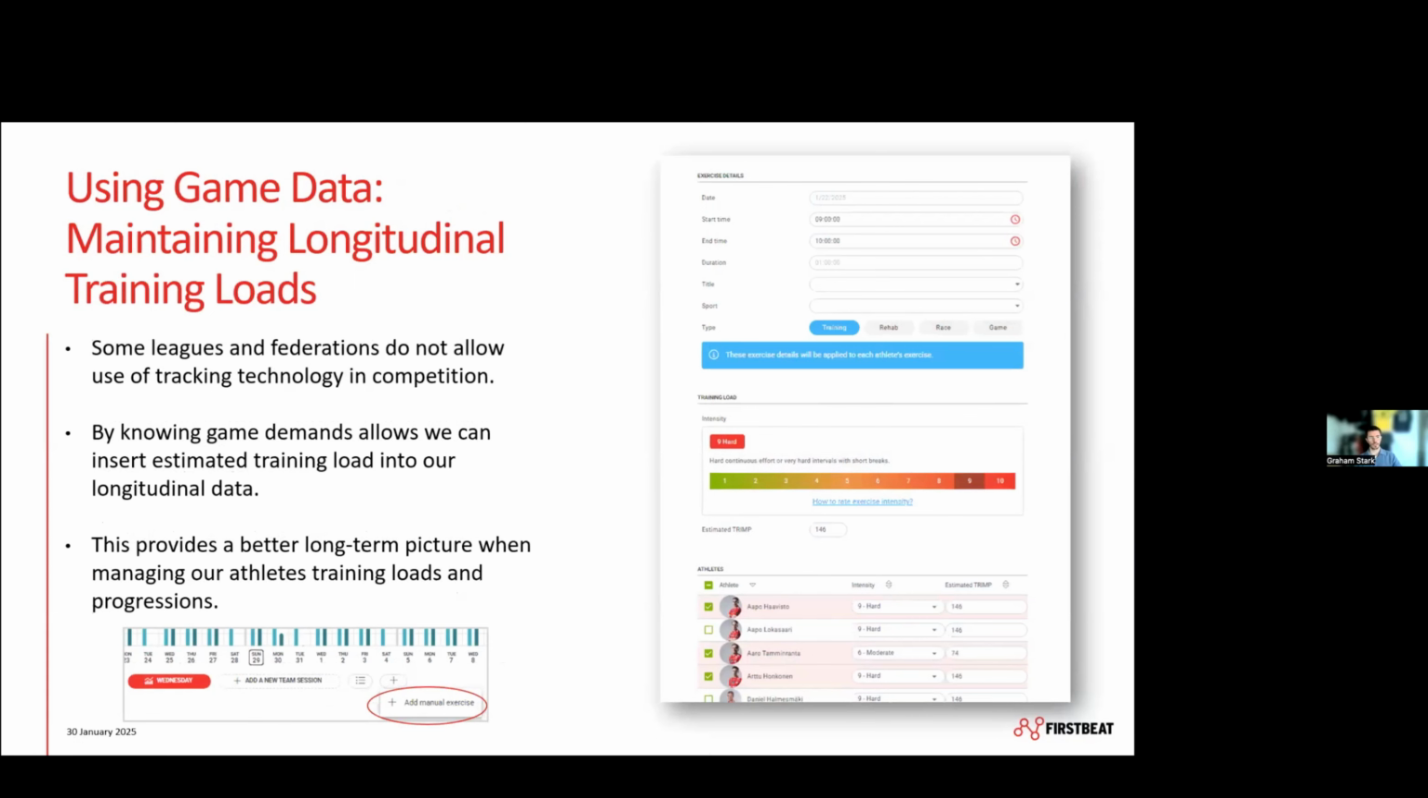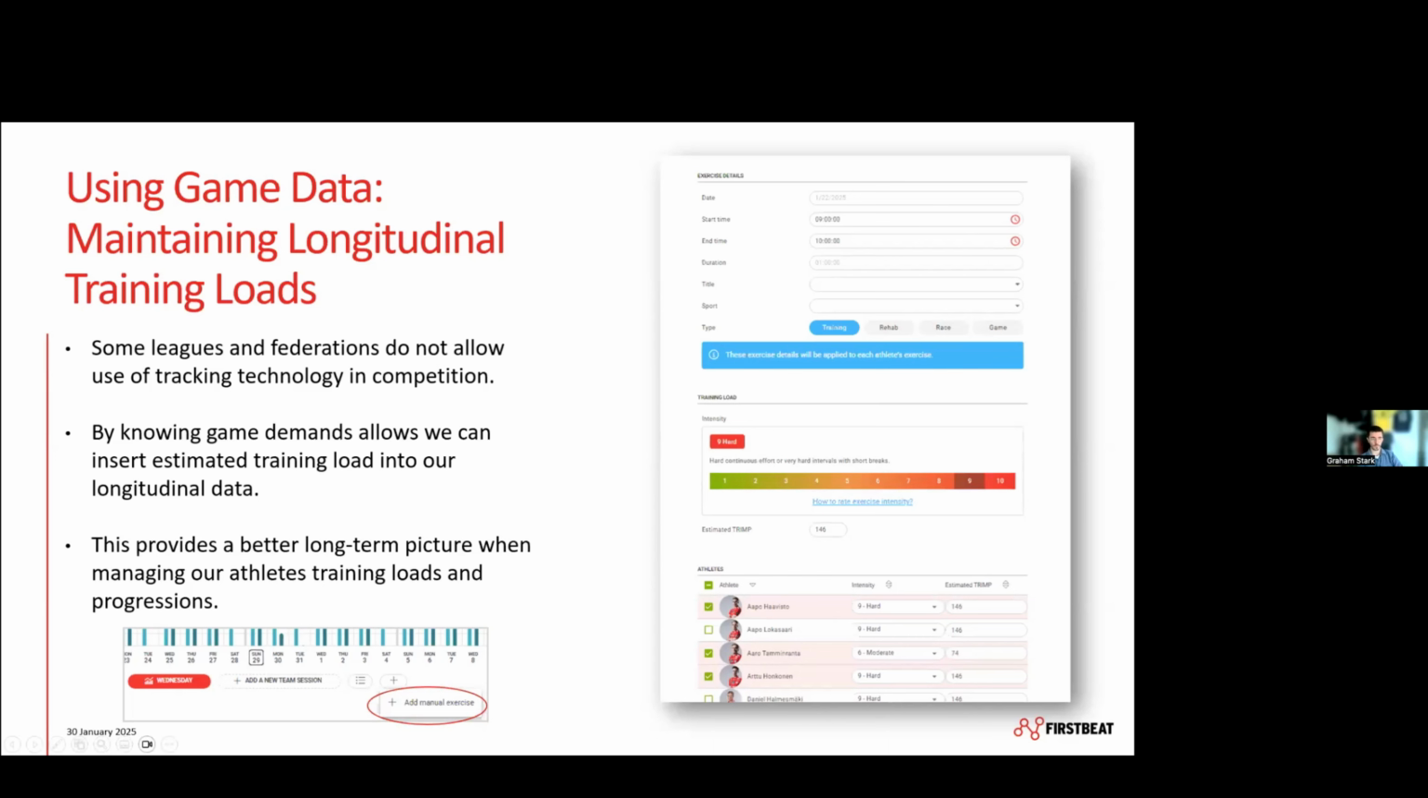In terms of using the whole game load, we've already mentioned that some leagues and some competitions don't allow the use of tracking technology in competition, or you may just choose that you don't want your athletes wearing the sensors within a game because they might not be happy to, or you might prefer them not to. But that then is load that is missing from our weekly, monthly, yearly training volumes.